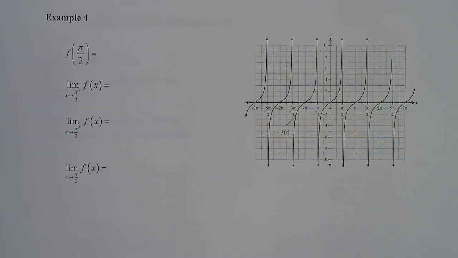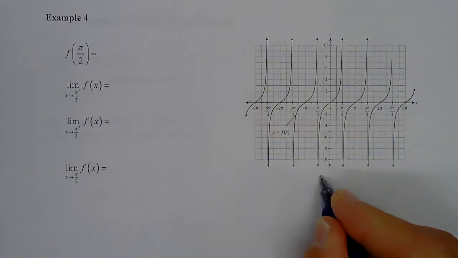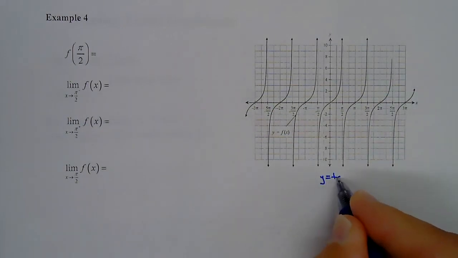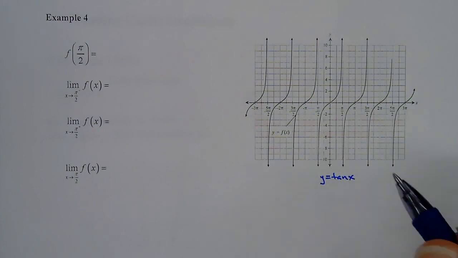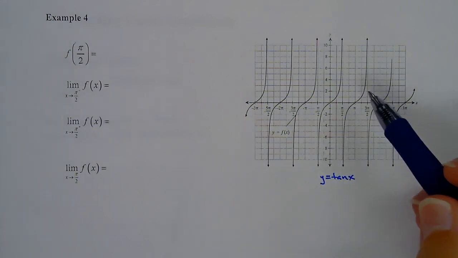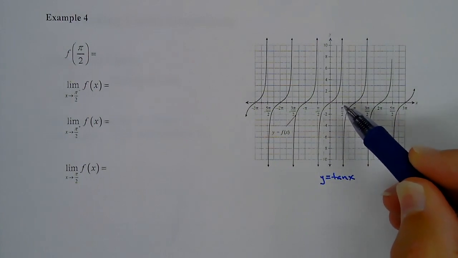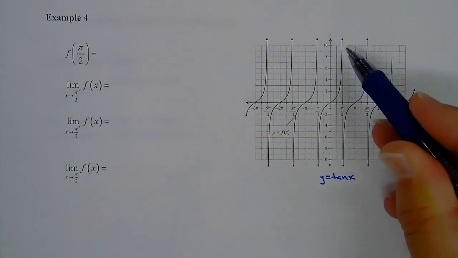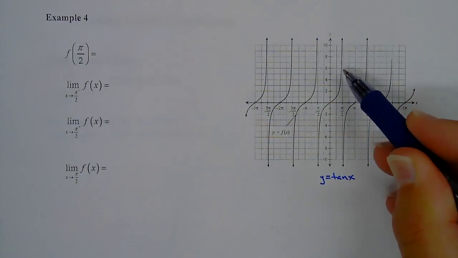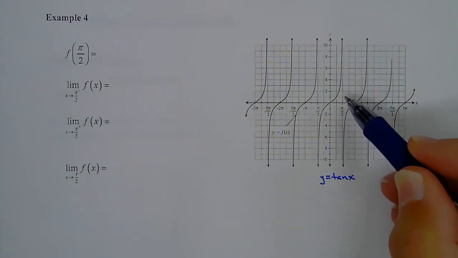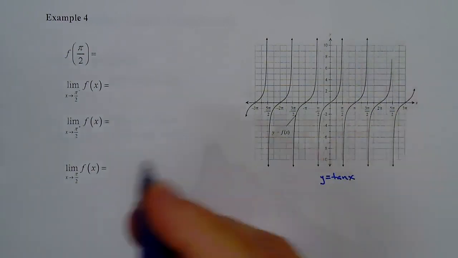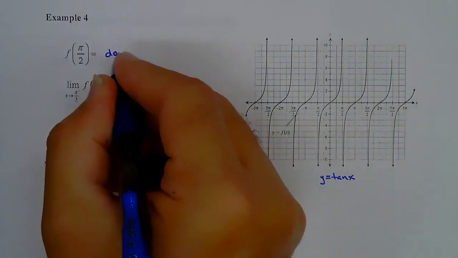Okay, so for this next example, this is the graph of y equals tan of x. If you look at f of pi over 2, if you start at pi over 2, it doesn't exist, right? The graph is getting closer and closer. Remember, that's called a vertical asymptote. So f of pi over 2 does not exist.